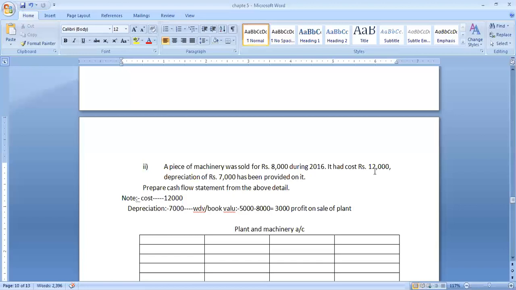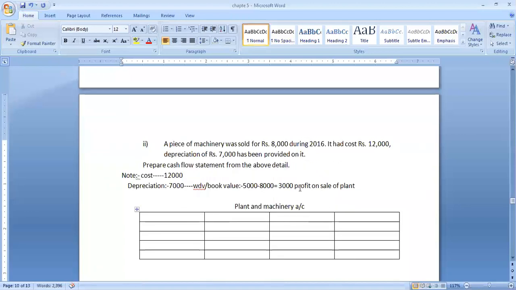It had cost rupees 12,000. Depreciation was 7,000. So out of the cost, reduce the depreciation. Whatever value is left out is called the book value, or it is also called the written down value. So minus with the sales transaction, you will get 3,000 profit. So where do you take the profit? Profit is treated under the debit side of the respective account, as you apply the real account rule.